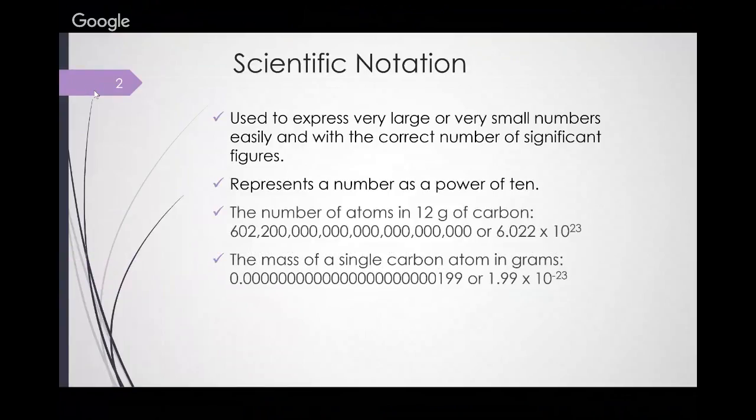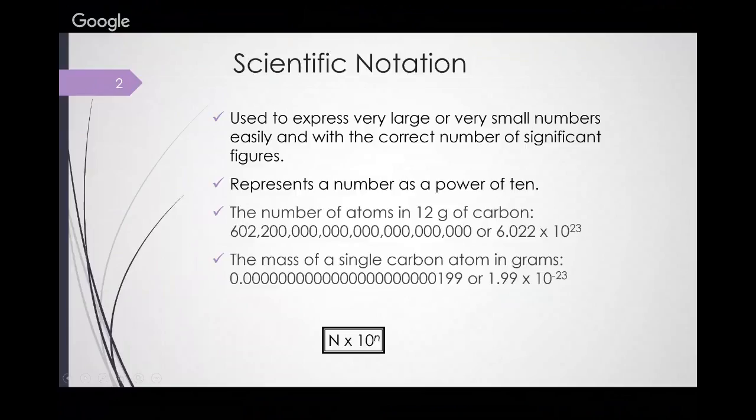Scientific notation is used to express very large or very small numbers easily and with the correct number of significant figures. It represents a number as a power of 10. The number of atoms in 12 grams of carbon has a lot of zeros, so we don't want to have to represent all those zeros. We are going to convert that number as a factor of 10, right? 10 to the 23rd means we have 23 places after the 6-point value. We can move this 23 places, and that is the same number as what is here.